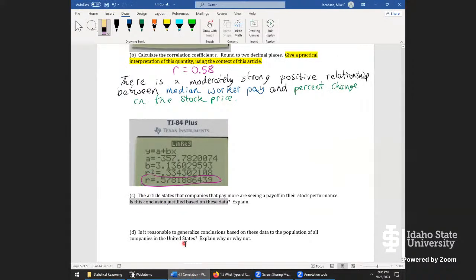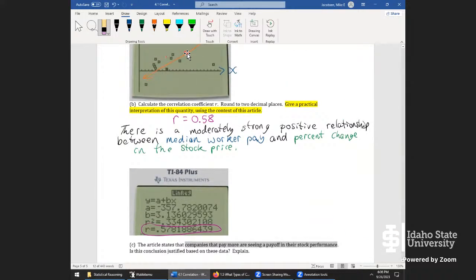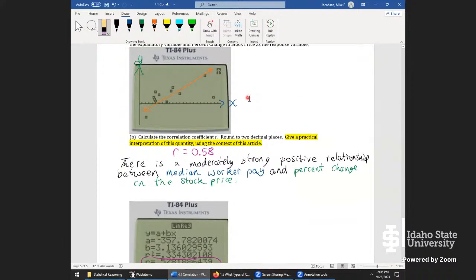So going back to 4.1, they're saying companies that pay more are seeing a payoff in their stock performance. That's a dangerous statement to make. It seems that they're saying the more that employees are being paid, the higher the stock market went. And we see that on the graph, but what we have to say is higher payment for the employees is associated or is related to higher stock change or stock price performance.